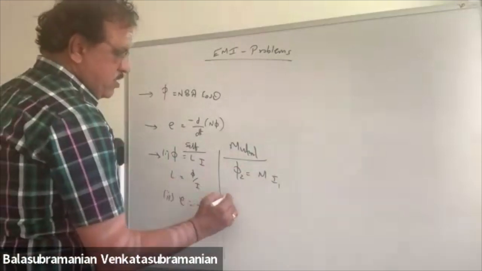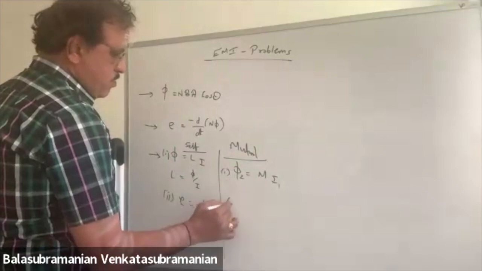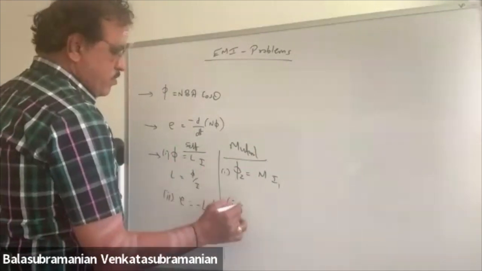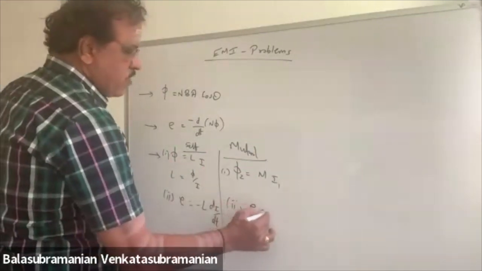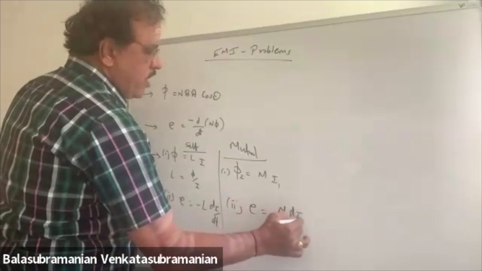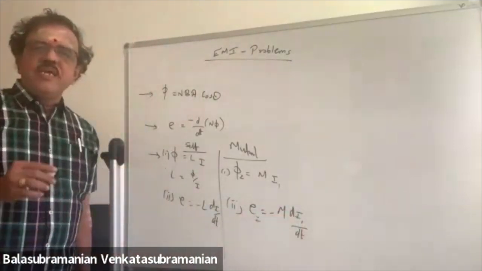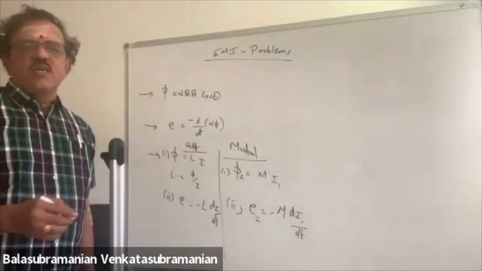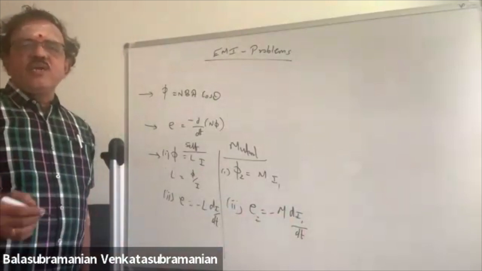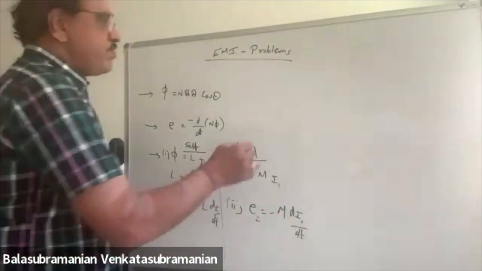Then the second one, E is equal to minus M into di1 by dt. Here it is E2, the EMF induced in the secondary coil, so we are putting E2. Okay, fine.